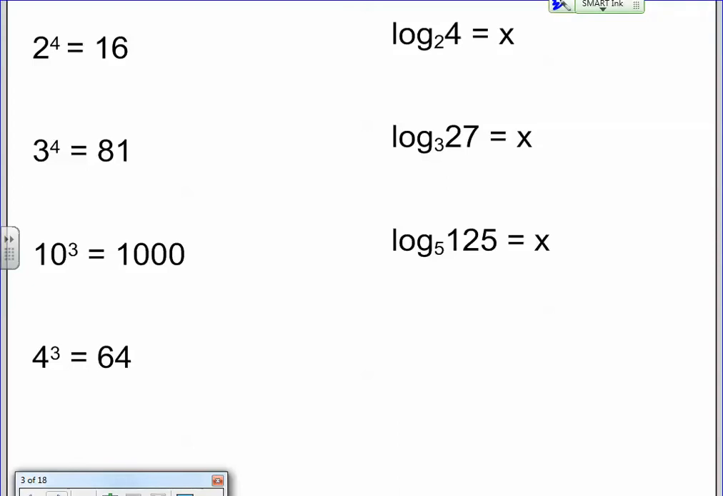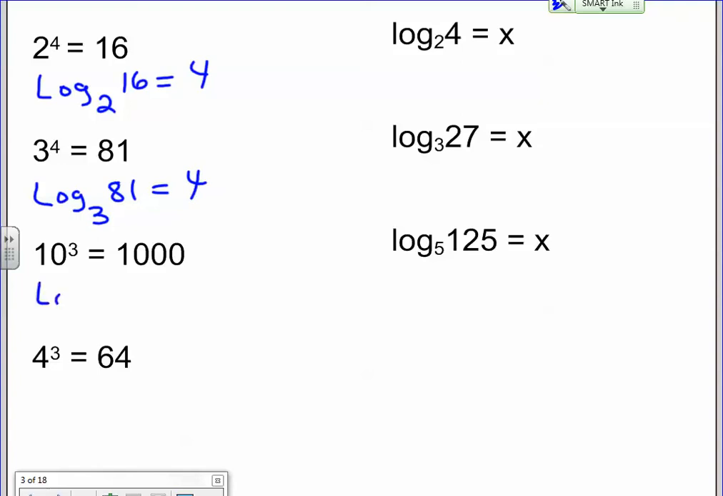Okay, so this one, log base 2, argument is 16, equals the exponent, which is 4. Next one, log base 3 of the argument 81 equals the exponent, again, which is 4. This is log base 10. The argument is 1,000, and it's going to equal the exponent, which is 3. The last one, log base 4, the argument is 64 equals 3.